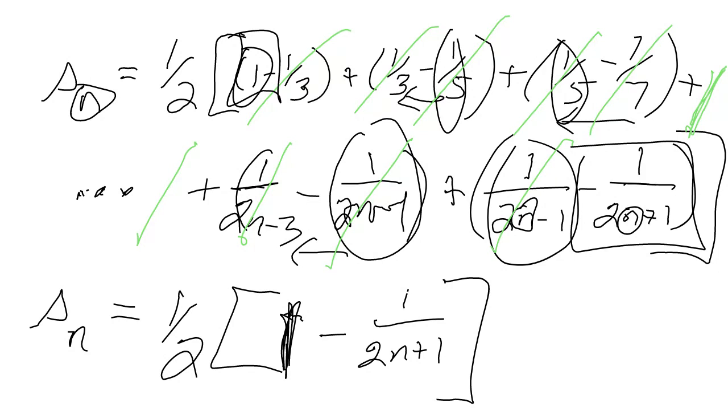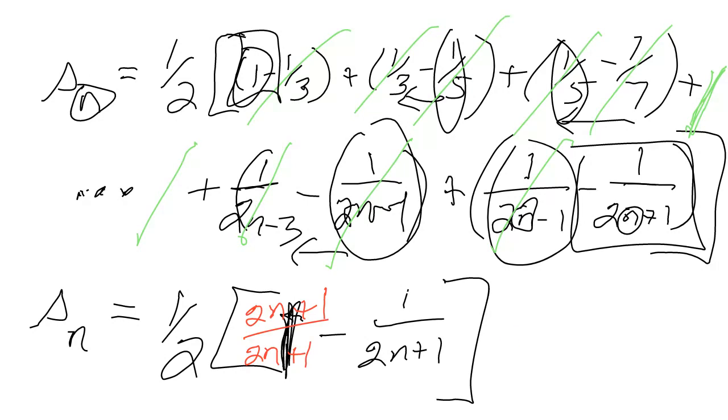It still doesn't match the answer in the book. So what could we do? We could, of course, get a common denominator. I haven't used red yet, I don't think. So if I call this 2n plus 1 over 2n plus 1, that is equivalent to 1, right?